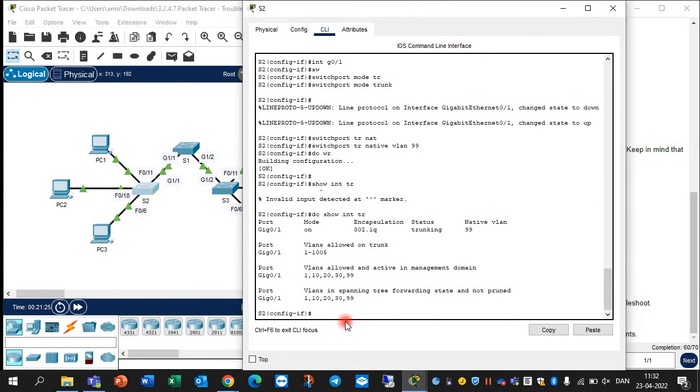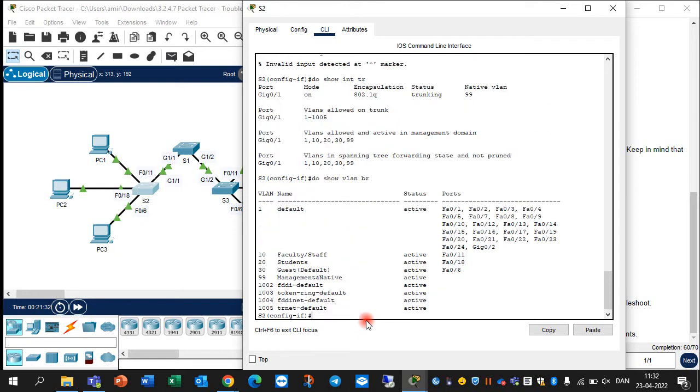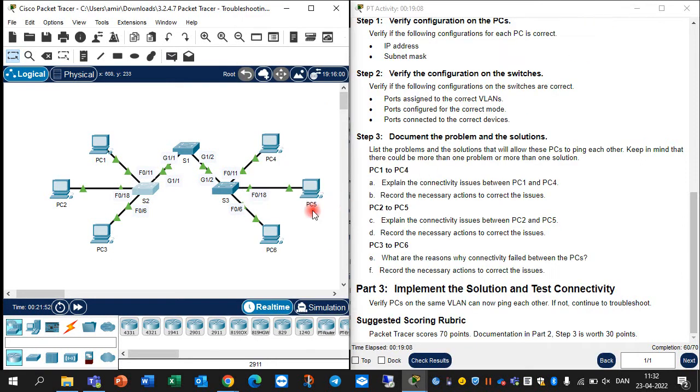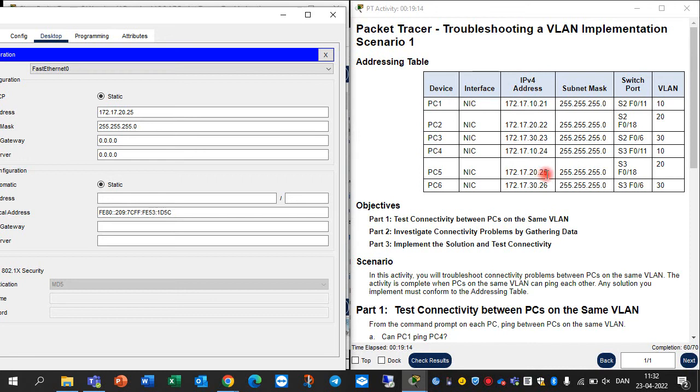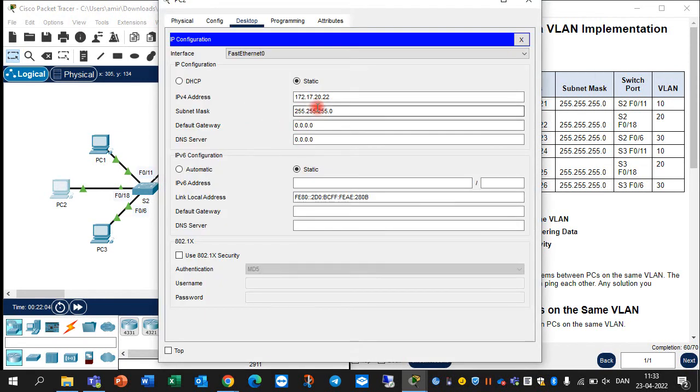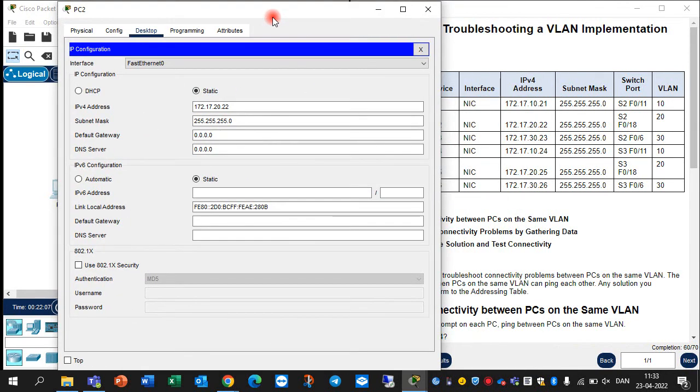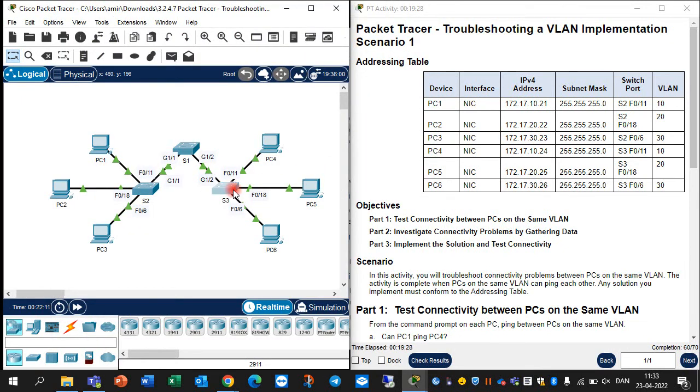It's correct, and also in switch 2 we should check show VLAN brief. You can see G018 is a member of 20, which is correct, and also G02, and we don't have any problem here, and it's correct, and also the IP address. And this IP address is correct, and we should check PC3.